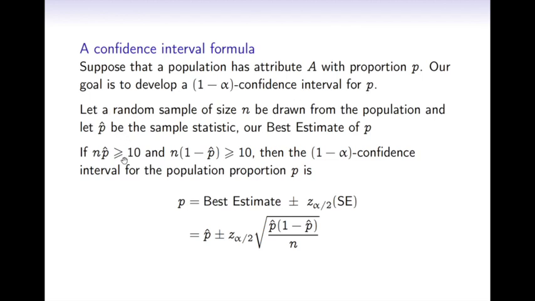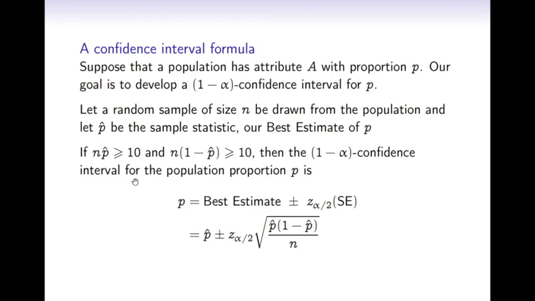So let a random sample of size n be drawn from the population, and let P hat be the sample statistic, our best estimate of P. That's going to be the proportion of our attribute within the sample itself. That's our best estimate for P, but we're going to have to put some slop onto it in order to develop our confidence interval.